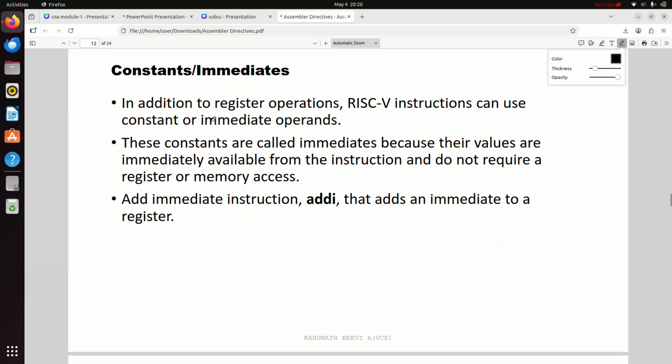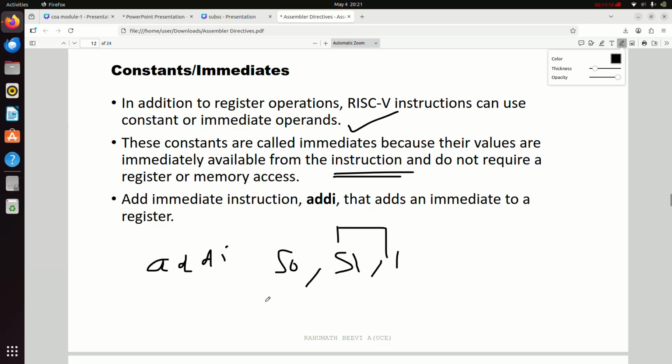Then constants and immediates, we know. In addition to register operations, a RISC-V instruction can also use constants or immediate operands. These constants are called immediate because the values are immediately available from the instruction. For example, addi s0, s1, 1. That means I am adding 1 to s1 and putting the value in s0. The immediate value is given in the instruction itself. addi means add immediate. So the immediate value is already given directly in the instruction. You don't need to access it from the register or from the memory. You don't require a register or memory access to get that data, because you get it directly from the instruction itself.